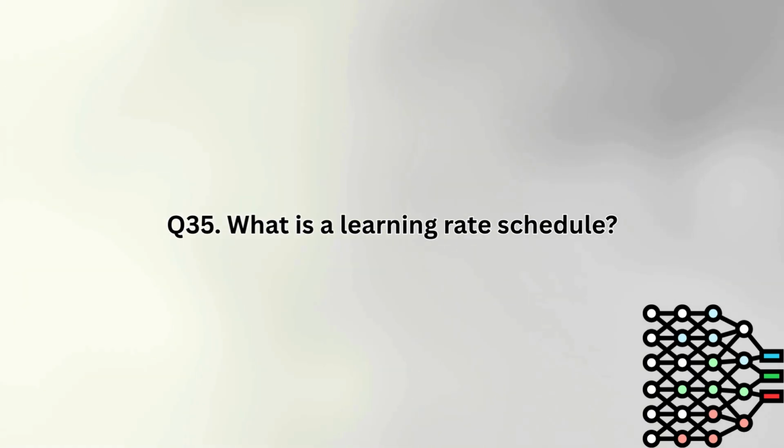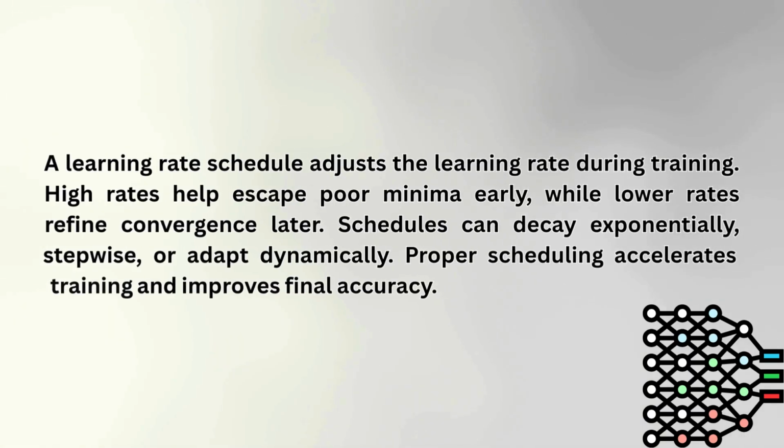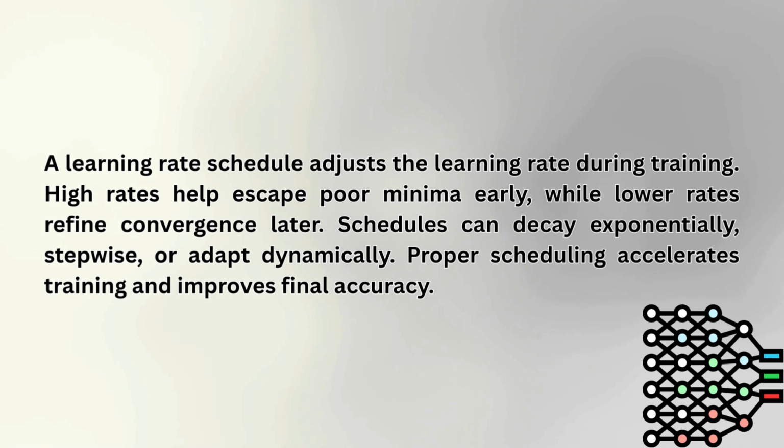What is a learning rate schedule? A learning rate schedule adjusts the learning rate during training. High rates help escape poor minima early, while lower rates refine convergence later. Schedules can decay exponentially, stepwise, or adapt dynamically. Proper scheduling accelerates training and improves final accuracy.